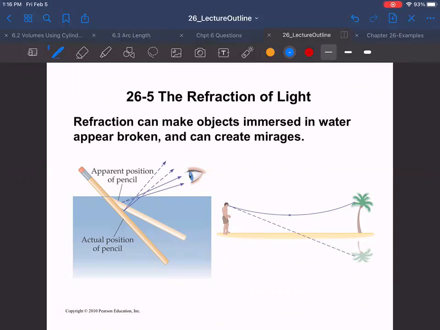Based on this, as you can see, it's doing that here with this pencil. It changes the apparent position of the pencil. If you were looking down at this end, you'd think, oh, the pencil's right there, but it's actually much deeper. You ever reach for something at the bottom of a pool and you think it's not so deep, but then you keep reaching and you're still not there? It's because it is deeper than it appears.